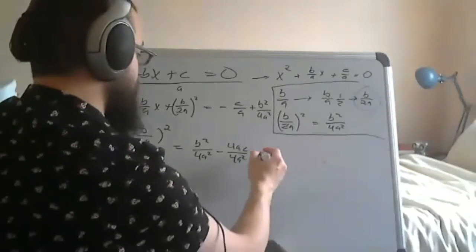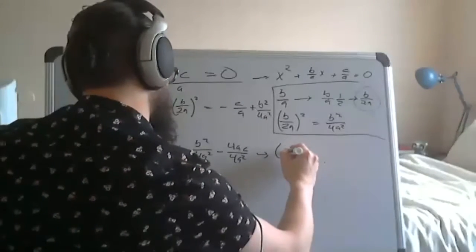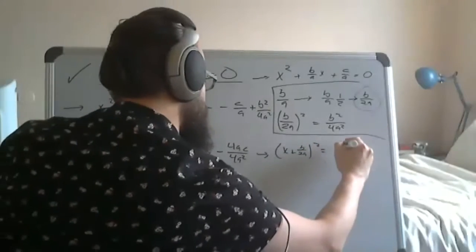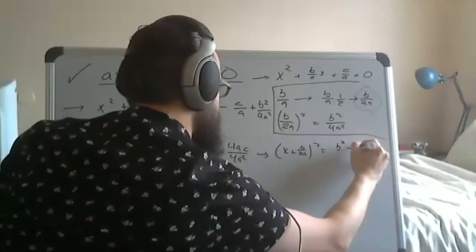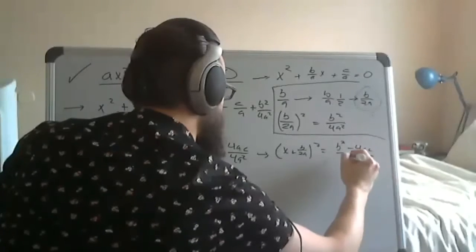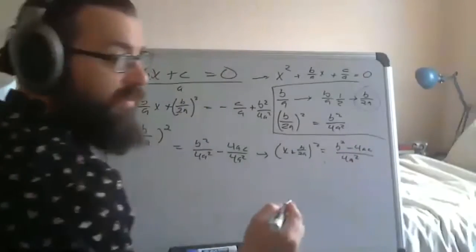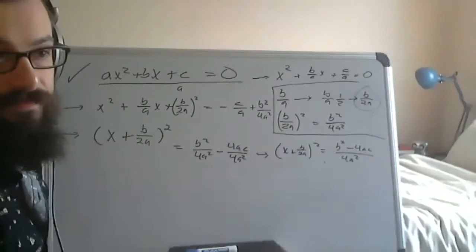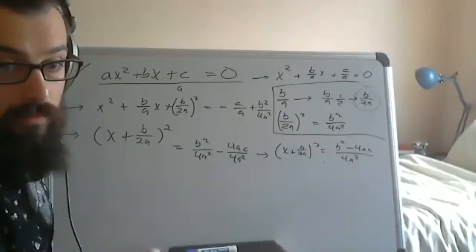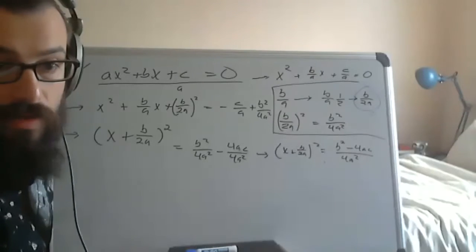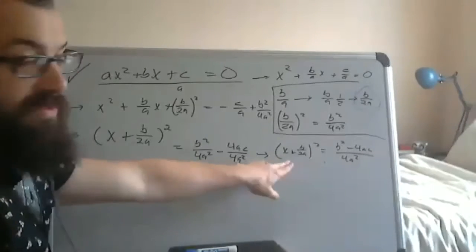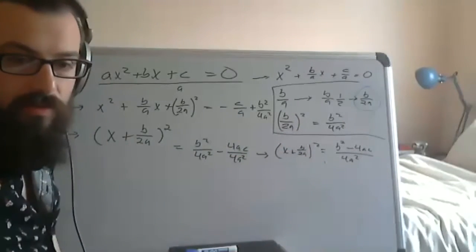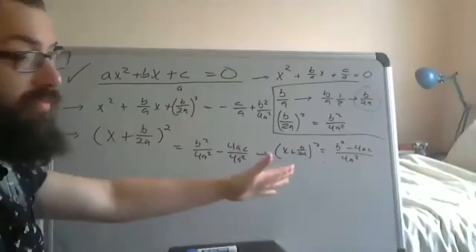So what do we have here? We have x plus b over 2a quantity squared equals b squared minus 4ac all over 4a squared. This is where we're at right now. Now, just like with completing the square yesterday, we have something on one side that's squared, and we still want to solve for x. That's been the point the whole time. We want to get to x.